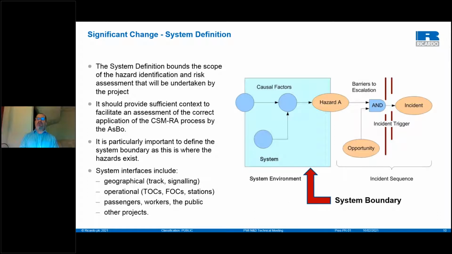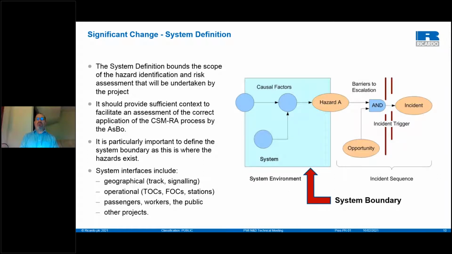We've also got barriers to escalation, such as standards, such as processes, such as engineering out the opportunity for a hazard to take place. So where we have a combination of a hazard and opportunity, those barriers prevent that from becoming an incident. So that's an illustration of that on the right-hand side.